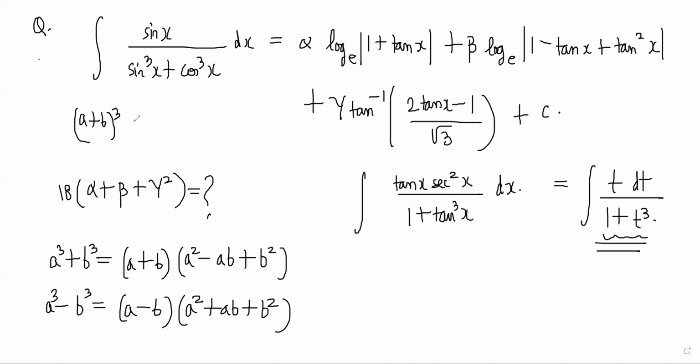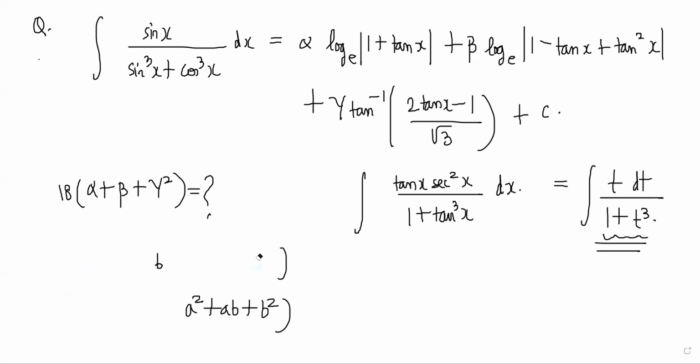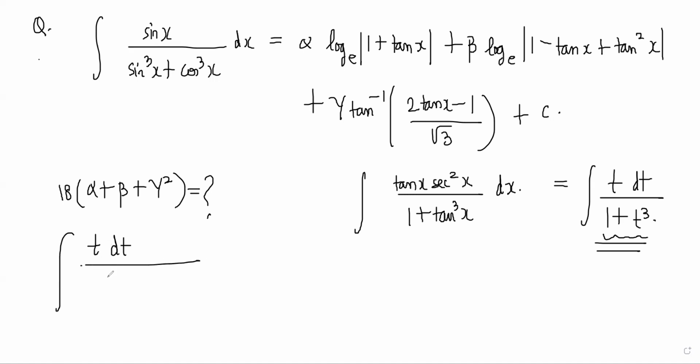a plus b whole cube minus 3ab, a plus b. What happens when you take a plus b common? You get a plus b whole square minus 3ab. What is that? Okay, got it. What will happen? What will be the product? dt, plus 1 plus t.